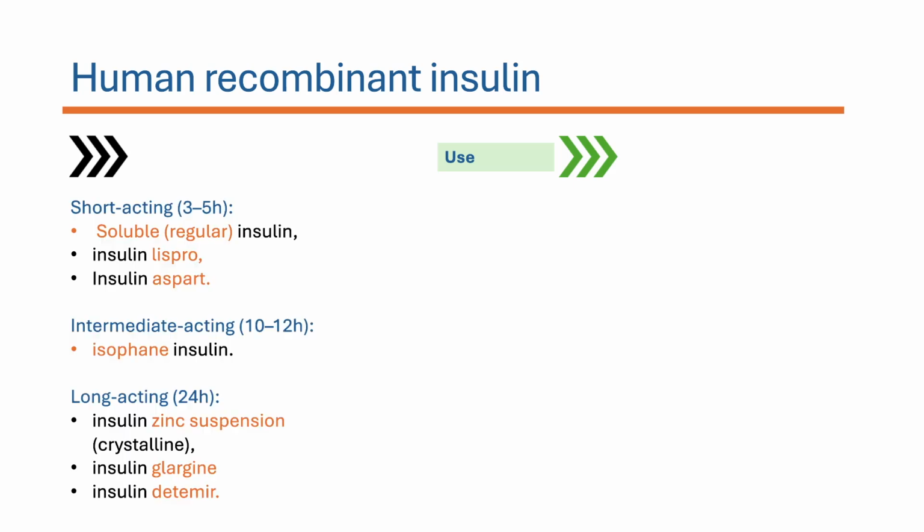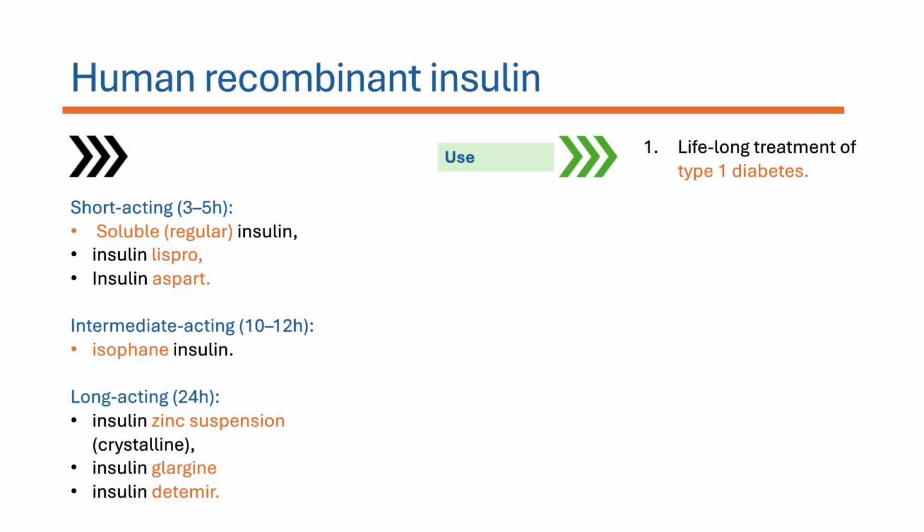So where can we use this insulin? Before going to that, let us understand the types of insulin. We have a short acting insulin which will act for 3 to 5 hours. We have regular, also called soluble insulin, and we have insulin lispro and insulin aspart. We have an intermediate acting insulin which acts for 10 to 12 hours, isophane insulin. And we have long acting insulin preparations which act for 24 hours or beyond. We have insulin zinc suspension, also called crystalline insulin, and we have insulin glargine and insulin detemir.